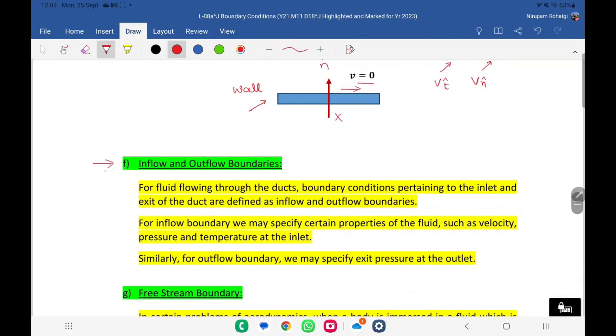Then inflow and outflow boundaries. Whenever you have some chamber, in most cases something will be going out and something will be coming in. So inflow will be there, outflow will be there. When you have flow through ducts, the boundary conditions pertaining to the inlet and exit of the duct are defined as inflow and outflow conditions. If you have a duct like this and you want to flow, this is inflow and this is outflow. You have to define what the conditions are here, because you don't know beforehand what is there. You have to tell the inlet conditions. Once you know the inlet condition, you also have to tell what is governing the outlet condition.